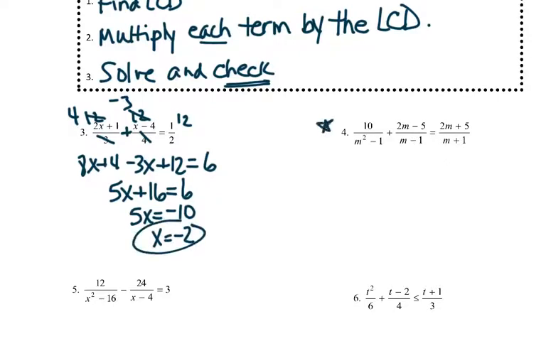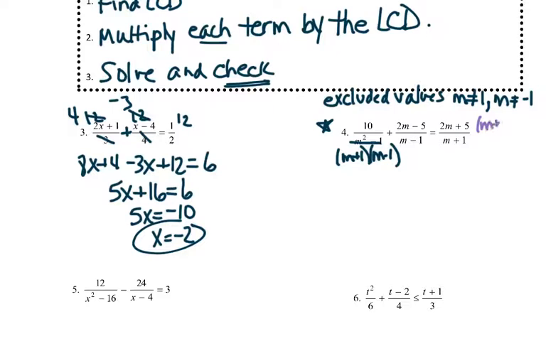Where it starts to get a little bit more difficult, maybe, is when you have rational expressions or just expressions in the denominator. Then we start to have what we call excluded values. Excluded values are values that are not allowed for the variable because they would make the denominator 0. So here I would have 2 excluded values. M is not allowed to be 1, and M is not allowed to be negative 1. So I just kind of keep that in mind as I do the problem.